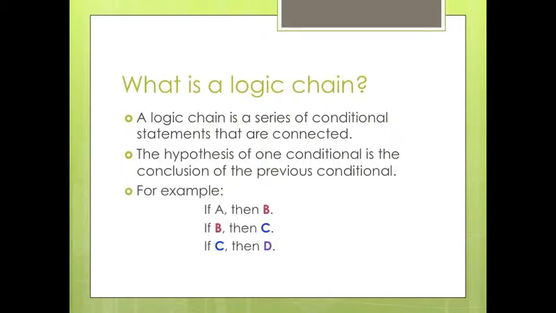Here's an example. If A, then B. If B, then C. If C, then D. Notice that B is the conclusion of the first conditional and the hypothesis of the next conditional. This creates the link. There are many examples of logic chains in literature, although they may not always repeat exactly as our A, B, C, D example does, and may not always use if, then specifically, you can see the progression.